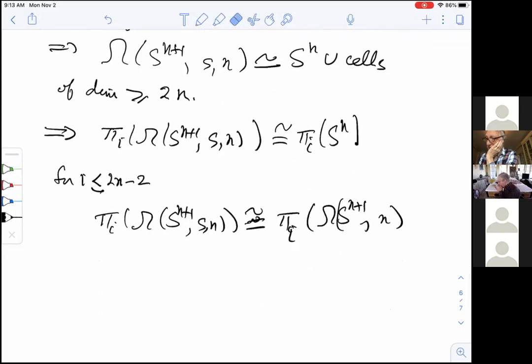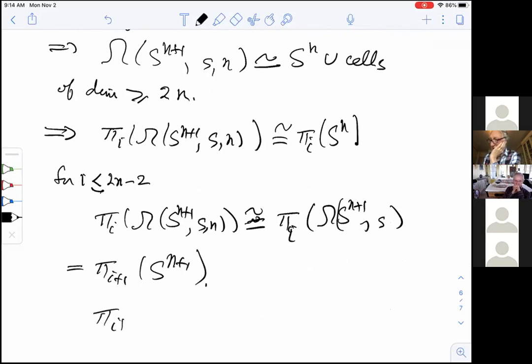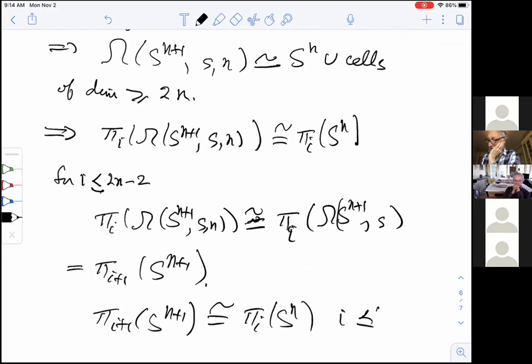Maybe I should call it the South Pole. Too many n's. And that's pi_{i+1} of S^{n+1}. So we have an isomorphism called the Freudenthal suspension theorem: pi_{i+1}(S^{n+1}) is isomorphic to pi_i(S^n) for i less than or equal to 2n minus 2.